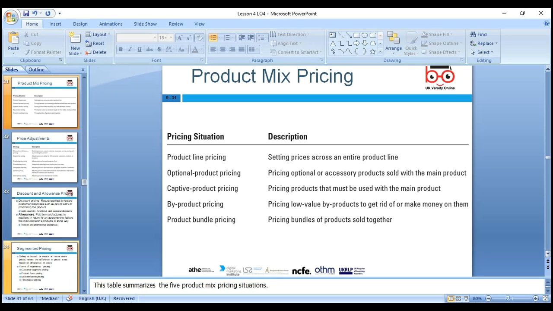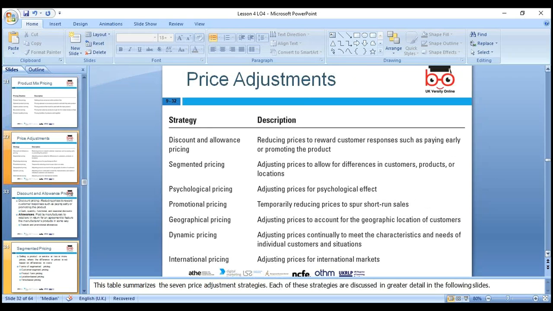Why we do all this, we can discuss in our assignment as well. Price adjustment, how we can adjust the price: we can offer discounts, allowances, segment pricing for different populations and different behaviors. Psychological pricing, like 7.99, even we are paying it. Different pricing because we have different costs.